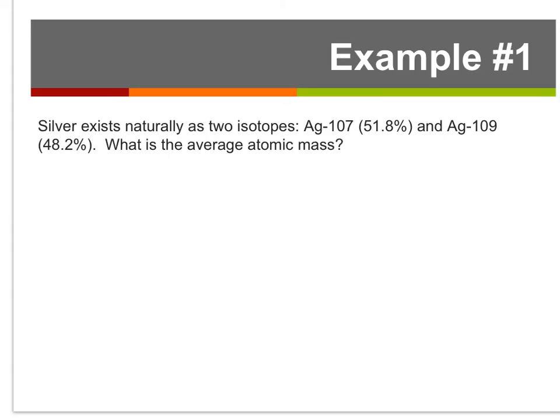Let's look at an example then. In this example, silver exists naturally as 2 isotopes. Silver 107, so that means its atomic mass is 107 U, or AMU, and silver 109, so its atomic mass is 109 U. Silver 107 is 51.8%, and silver 109 is 48.2%. So those are the relative abundances. Now it's asking us to find the average atomic mass.